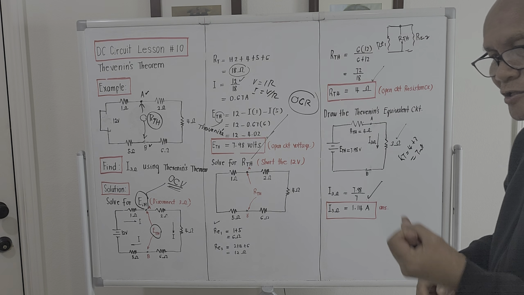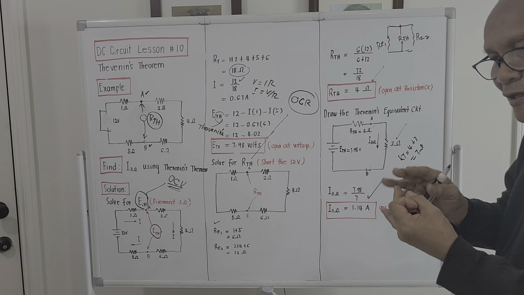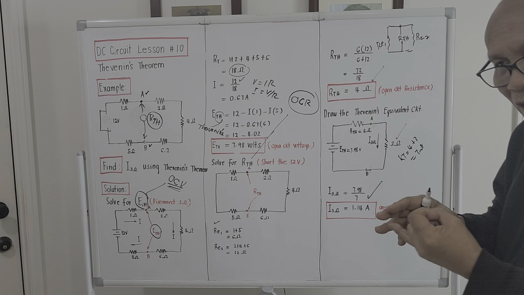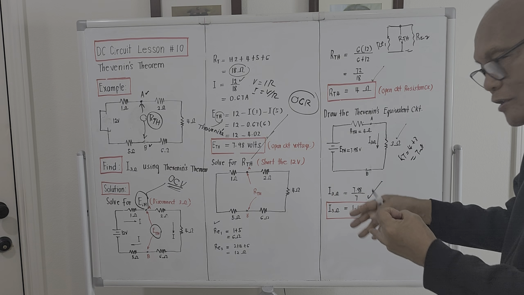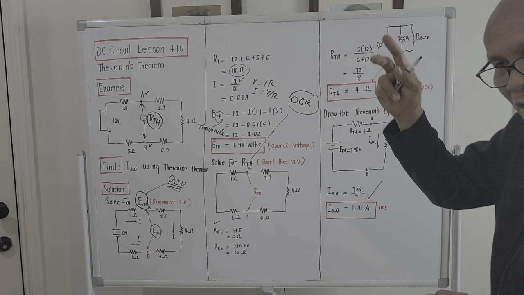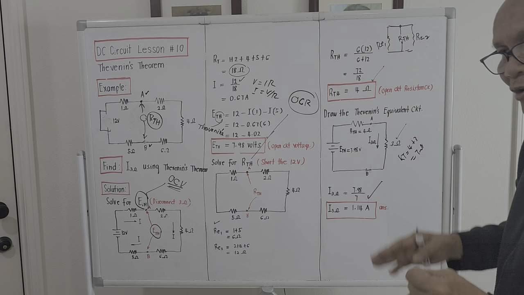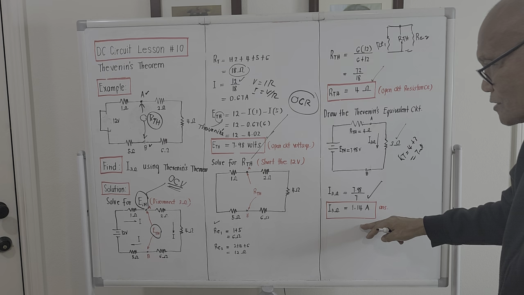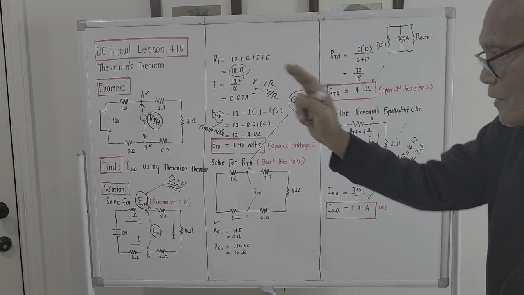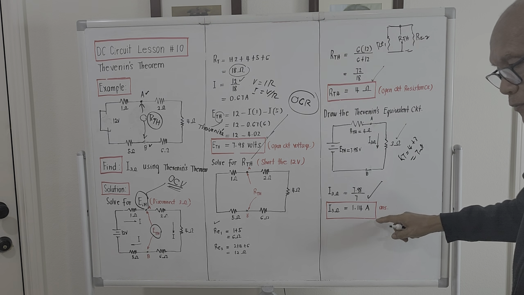It is the same as from lesson number 8 and number 9. Lesson number 8 is actually by using Kirchhoff's voltage and current law in the computation of this. Lesson number 9 is actually by using the total resistance method. It is also 1.14 amperes. And by using Thevenin's theorem, it is also 1.14 amperes.